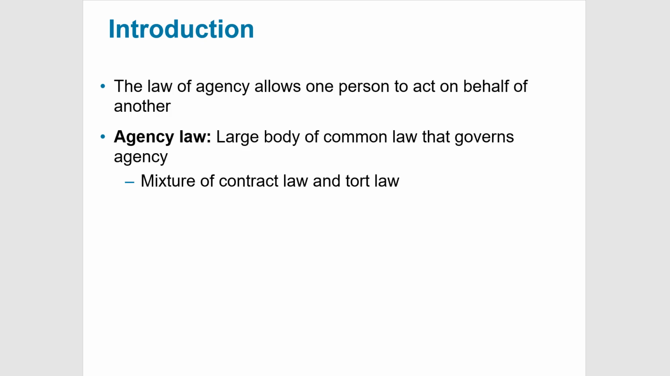Agency law is a large body of common law that governs agency. It all evolved. You could trace it back as far as you want to go. We can trace it back to British common law. They can trace it back to Roman law, Greek law. However far you want to go back in time, you can find the roots of where this all comes from.